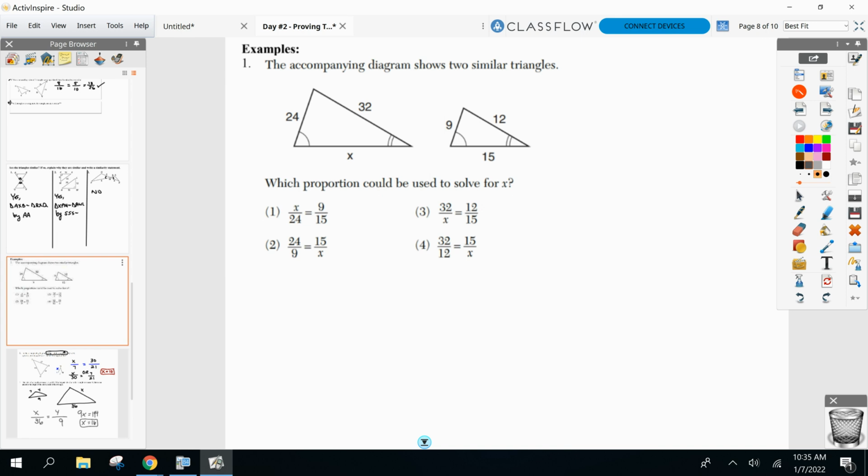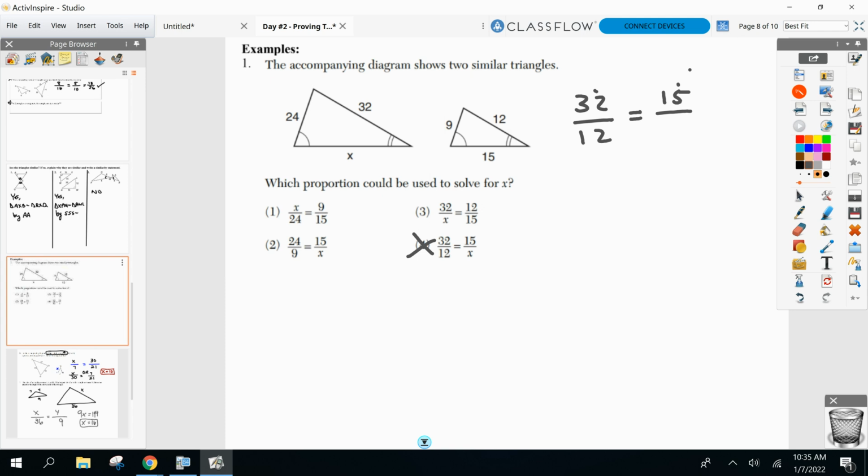Okay, let me start with number 4 then. 32 over 12. That matches up, right? Everyone's all right? The 32 and the 12 match up, so I'm okay with the first part. Here's where I'm not okay. Why can't I put 15 on top there? Do those come from the same triangle? No, they got to come from the same triangle. So that did not work, number 4.